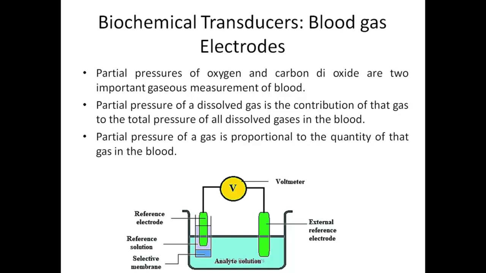Then we have blood gas electrodes. Now, partial pressures of oxygen and carbon dioxide are the two most important gaseous measurements that are made from the blood solution.